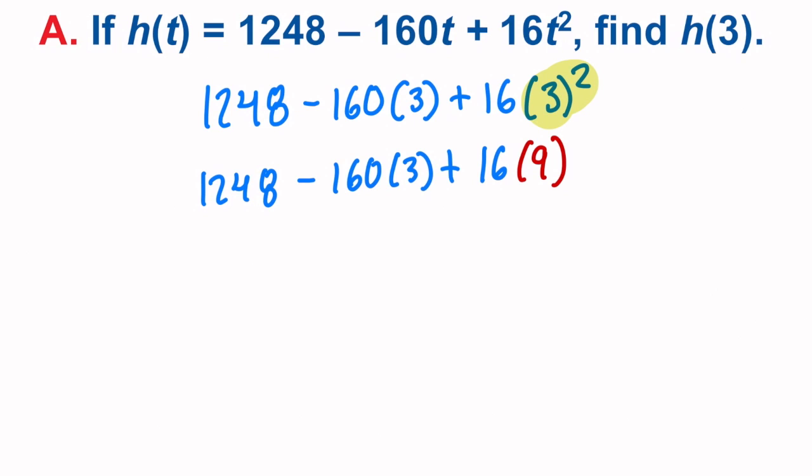Alright, now that I've evaluated my power, I'm going to focus on multiplying. So I'm going to do the 160 times the 3 and then 16 times the 9. So I'm going to multiply 160 times 3. I should get 480. And then I'm also going to multiply the 16 times the 9, which gives me 144.